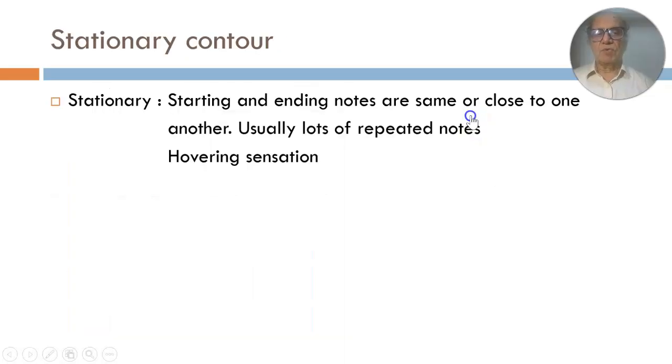Let us now look at one more kind of contour, which we call the stationary contour. In a stationary contour, the starting and ending notes are the same or at least close to one another. A stationary contour does not have much change in the frequency, either on the upper side or on the lower side. Therefore, you will find that not a large number of notes are used in this, and usually there will be a lot of repeated notes. This will generate a kind of hovering sensation. You are neither going up much nor going down much. That's why we call it stationary.